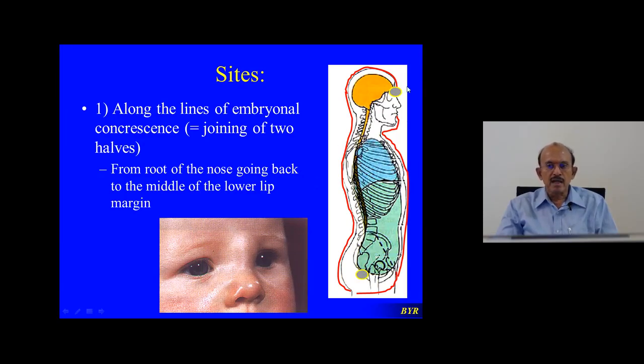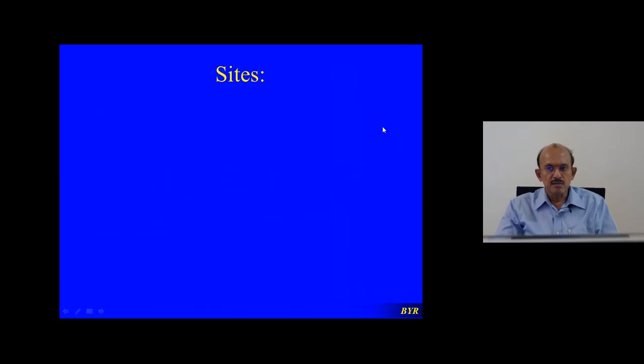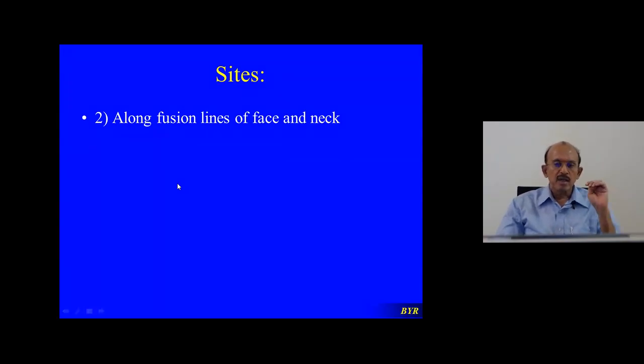So the dermoids can occur at the root of the nose, at the sacral region, in the perineum, near the umbilicus, midline of the neck. So, number one, the sequestration dermoids can occur at the lines of embryonal concrescence.